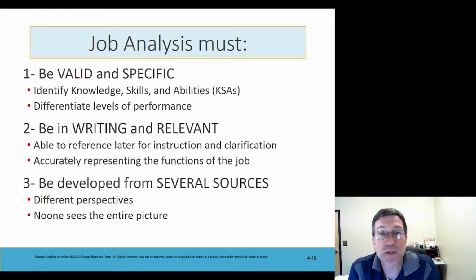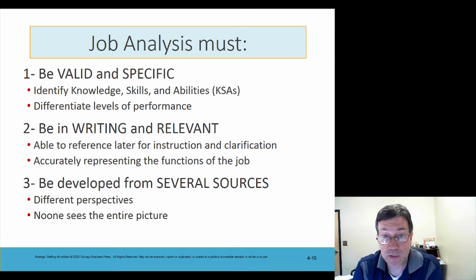And you can see in the bullets underneath that point number 2, we've got to be able to pull it back later. If we've got somebody in a job that's not doing something they're supposed to do, we need to be able to pull this job analysis, this job description out later and say, look, this is what we're expecting. It's always been this way. We didn't make this up yesterday. This is the way that it was, the expectations were laid out 3 years ago when you were hired.